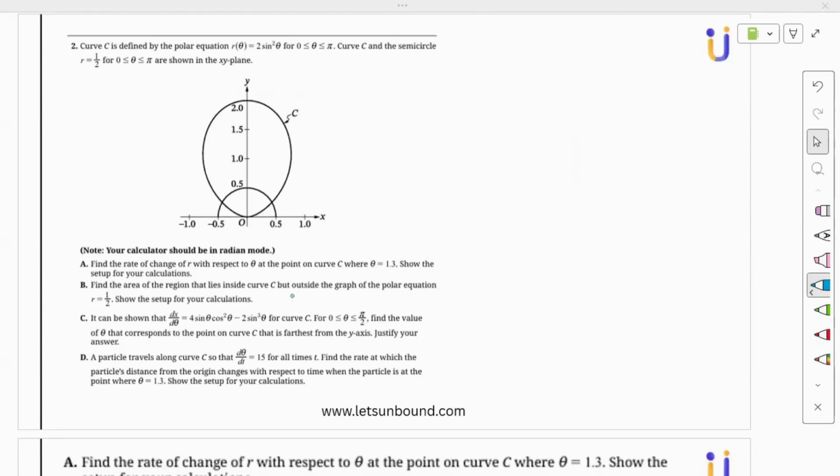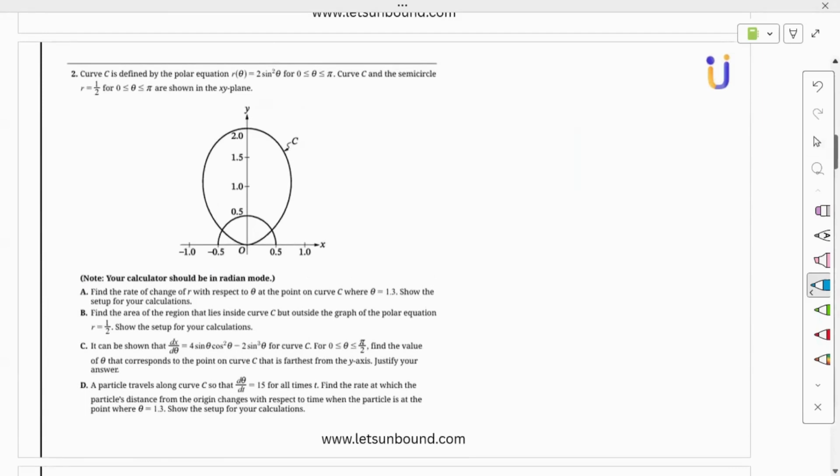Now, find the rate of change of r with respect to theta. First the rate of change, and we will see it more clearly in the next step. For part B, find the area of the region that lies inside the curve C but outside the semicircle. So the area between polar curves is the second part.